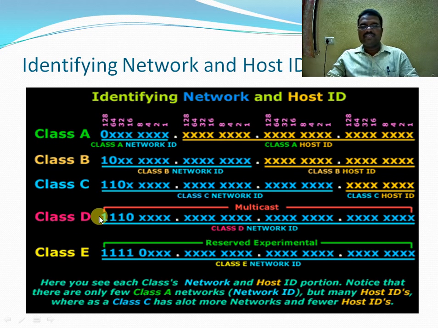And class D we can identify by the first 4 bits, 1110, and the remaining 28 bits are used for the address, which is used in multicasting. And class E, by seeing the first 4 bits 1111, we can identify that it is a class E address, and the remaining 28 bits follow, but actually class E addressing is reserved for experimental purposes and also R&D purposes.